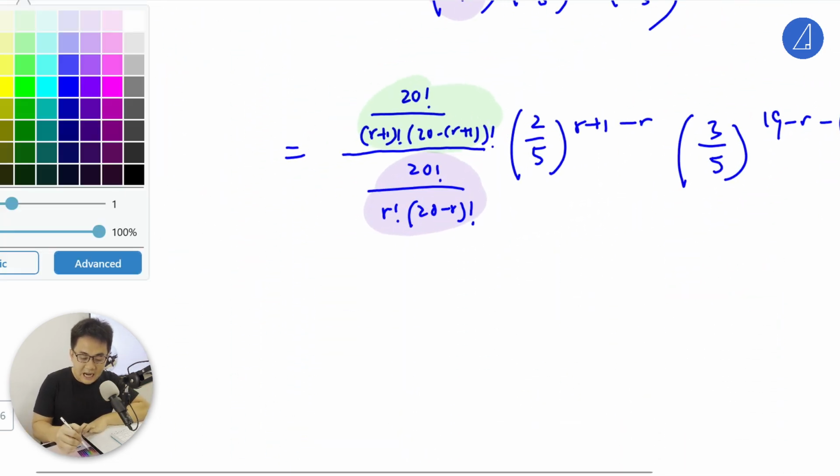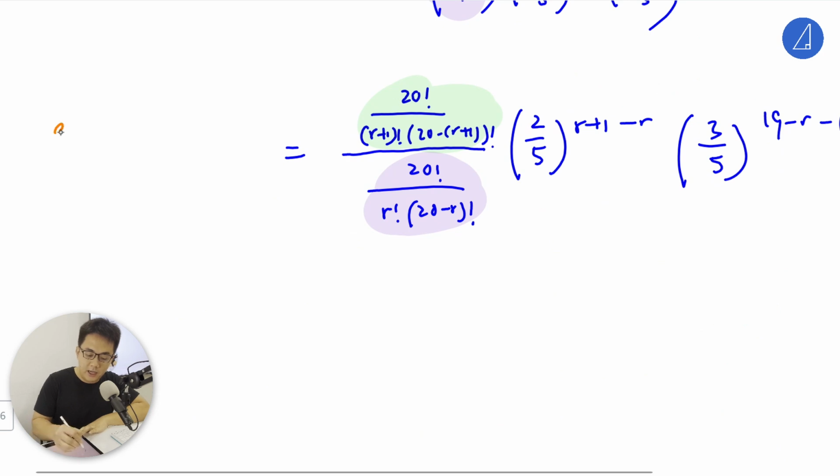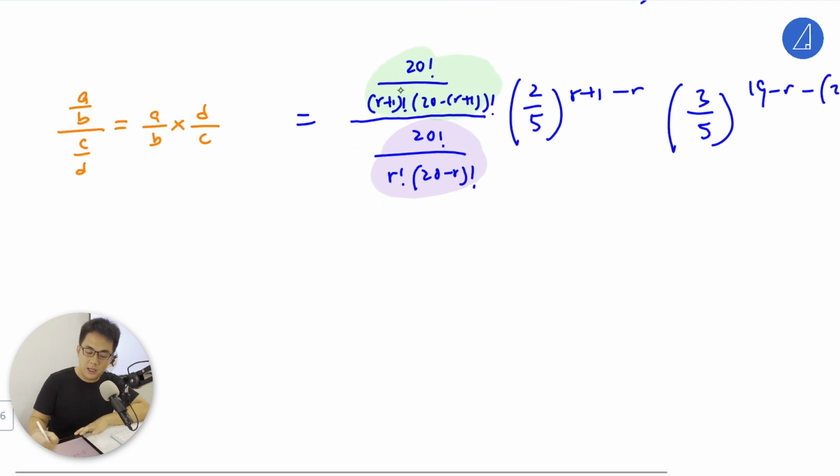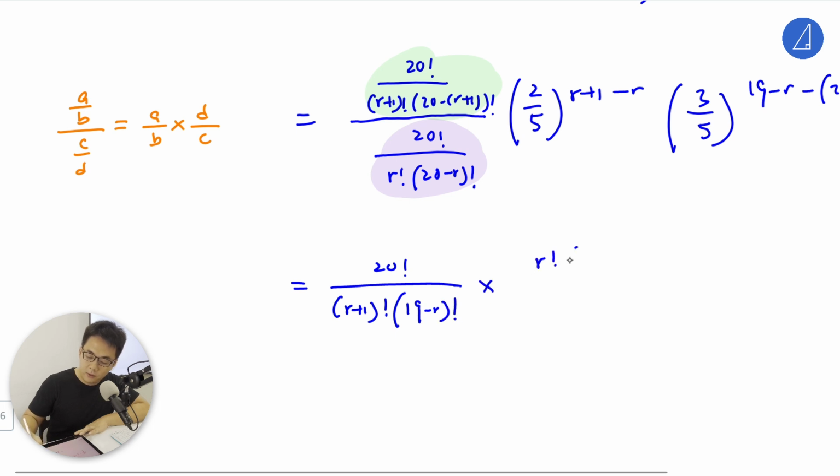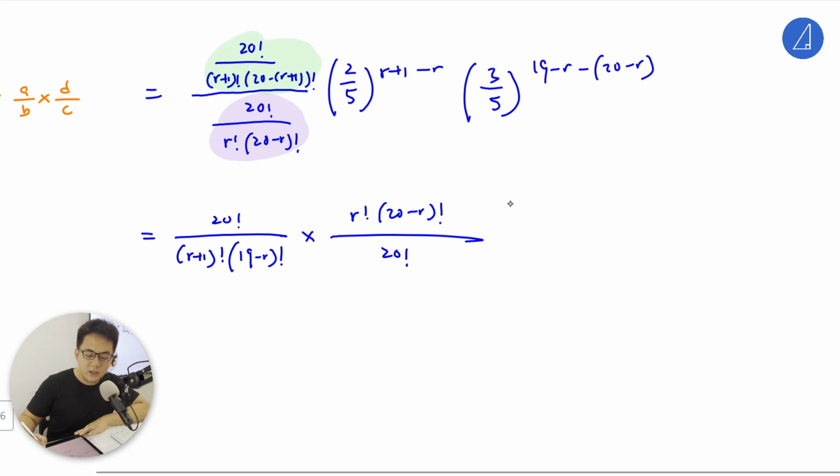So what I need you to understand is that A over B divided by C over D will be A over B multiplied by D over C. Is it okay? This is secondary school stuff, right? Because I want to rearrange this. This is 20 factorial. This one should be okay. If you have a problem, let me know. Factorial. This is (19 minus r) factorial, multiplied by r factorial, (20 minus r) factorial. This part here is where all the cancelling comes in. Very fun, and very satisfying.